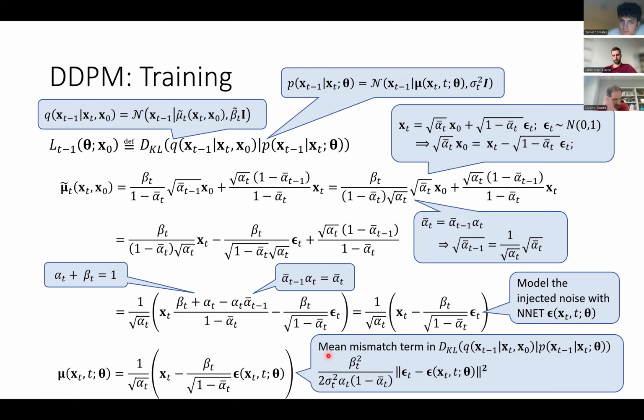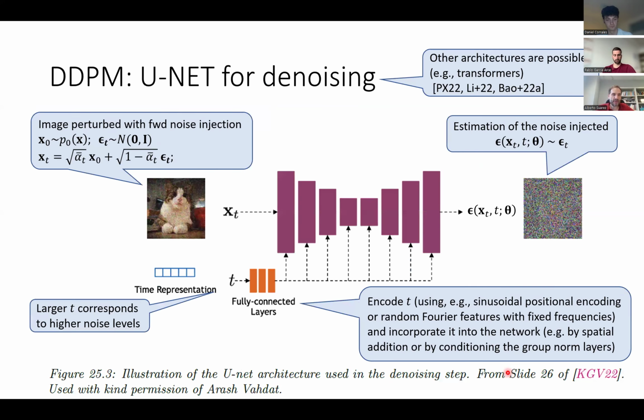You can show, just applying the Kullback-Leibler divergence between Gaussians, because that's what these are, that the term corresponding to the mismatch between the means is just the mean square error of these epsilons: the true epsilon that you have injected to perturb the original image, and whatever prediction comes out from your neural network. So eventually, if you want to predict that error, what you could do is, for instance, a UNet type of model.